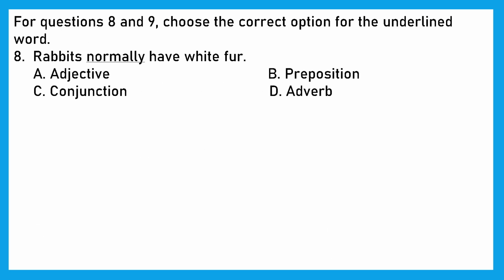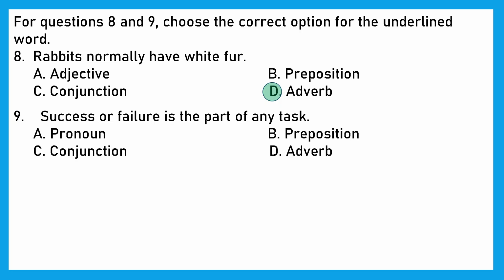For questions 8 and 9, choose the correct option for the underlined word. Question 8. Rabbits normally have white fur. What is normally over here? It is an adverb. Normally here means in which manner. Question 9. Success or failure is the part of any task. What is or over here? It is option B, conjunction.